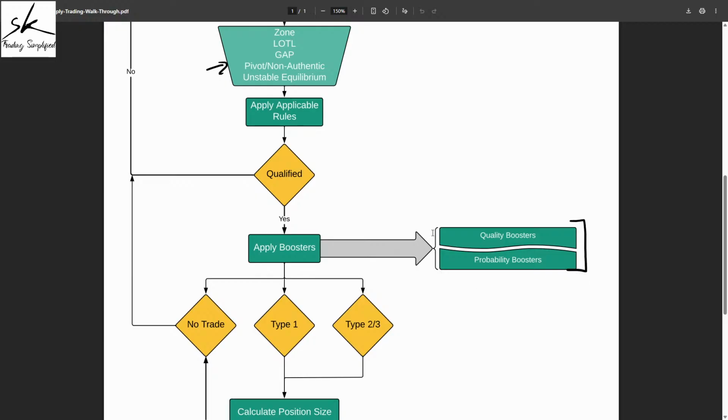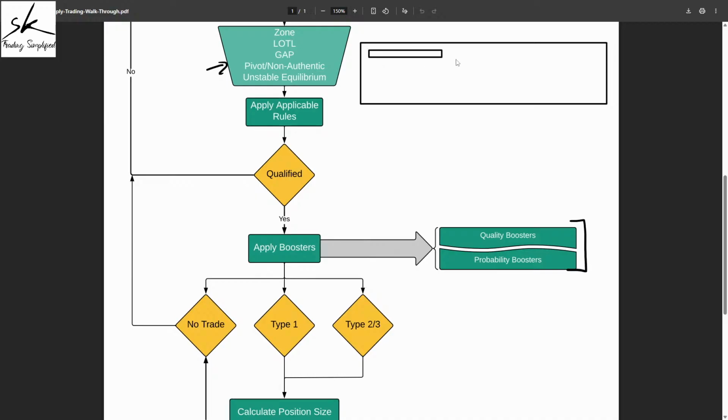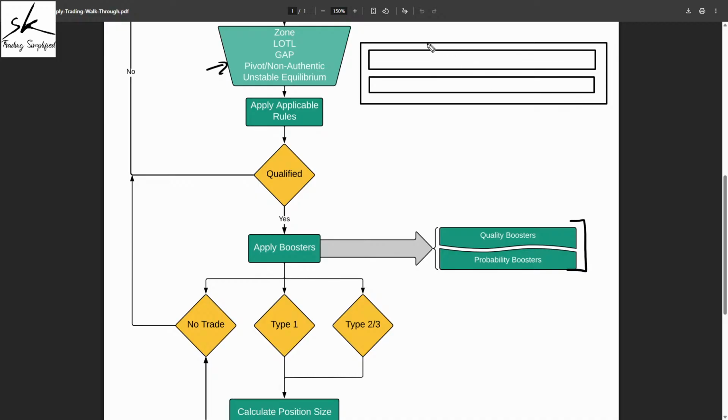So the first thing we'll check is: is this zone a case of level on top of level? Now, how do we verify that? It's a very simple concept. If you have an intermediate time frame zone, and the same intermediate time frame zone divides into multiple zones on the lower time frame, we call it a case of level on top of level.